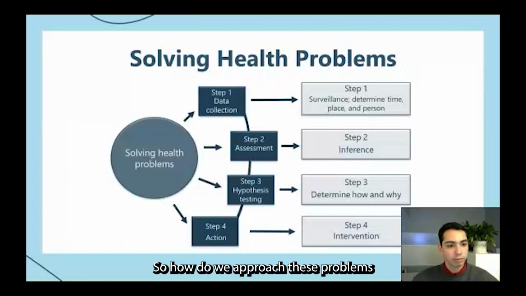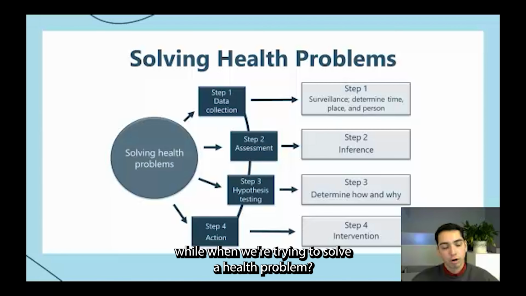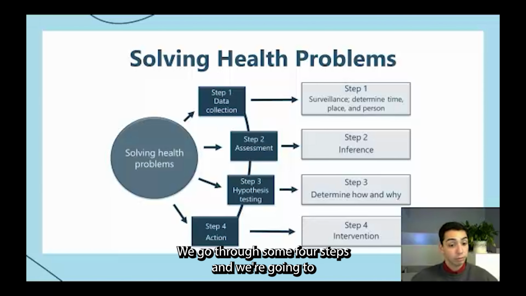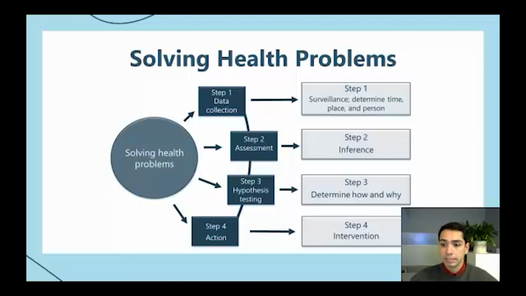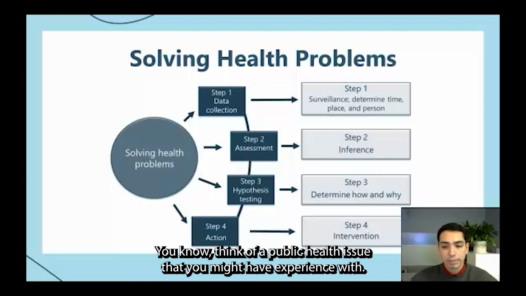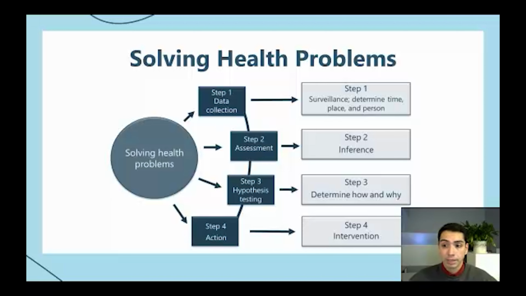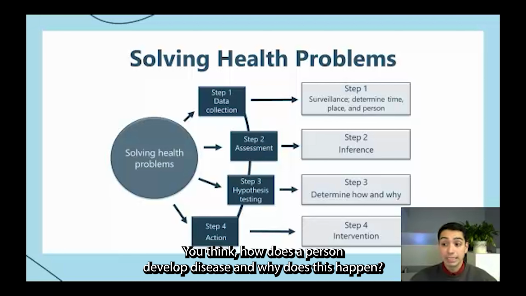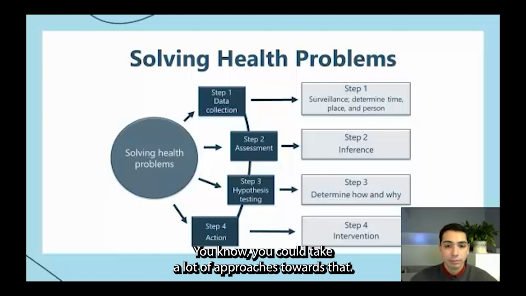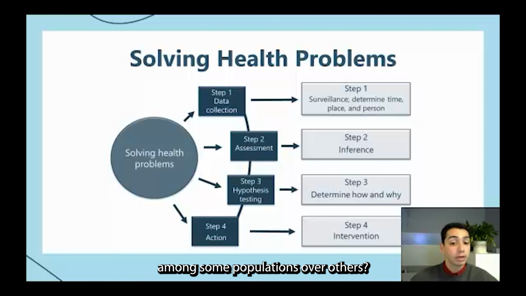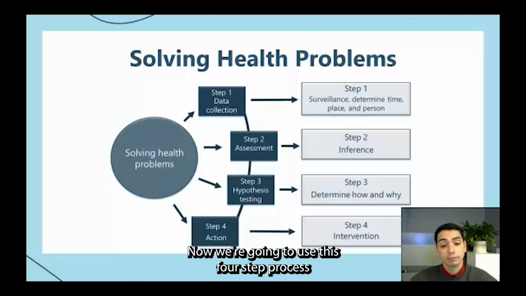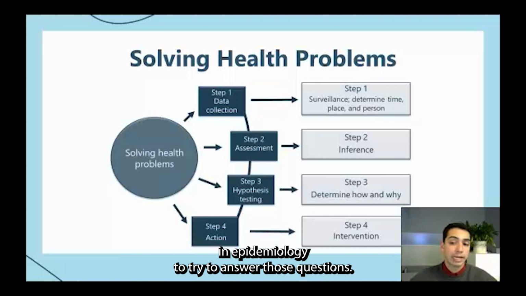So how do we approach these problems? Well, when we're trying to solve a health problem, we go through 4 steps, and we want to show you this model, but we'll be going a little more into depth about how we try to solve these. Think of a public health issue that you might have experience with. Think, how does a person develop disease, and why does this happen? You could take a lot of approaches towards that. And is an action more effective among some populations over others? We're going to use this 4-step process in epidemiology to try to answer those questions.